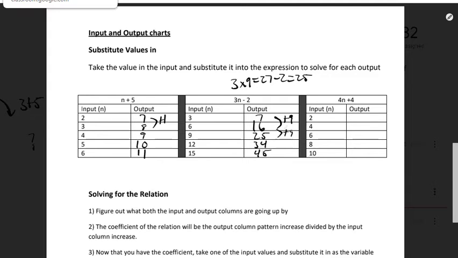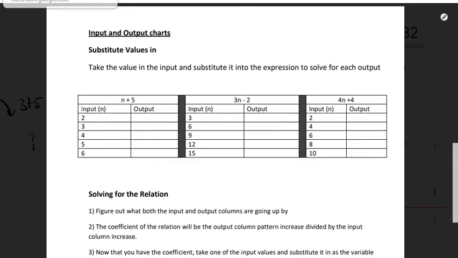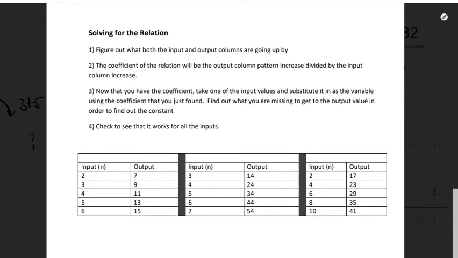So lots of times, though, they are going to want us to determine what the rule is, or what the relationship is. So here, this is what we're looking at. What I said is figure out what both the input and output columns are going up by. So in this case, the outputs are going up by 2, and the inputs are going up by 1. 3 to 4, going up by 1. Okay, so there's a pattern. Inputs are going up by 1, the outputs are going up by 2.